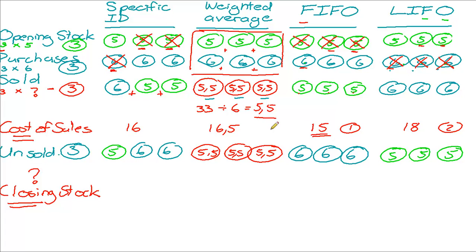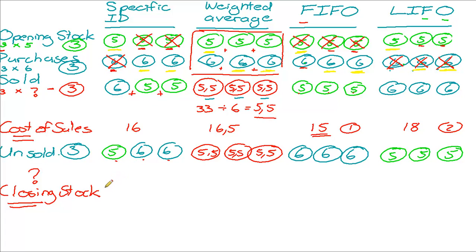Specific identification method. Our closing stock is valued exactly at the value of the pies that are left. Can you see? These are our 3 pies that are left. These are the 3 pies that are actually left, but that does not mean we're necessarily going to value the pies at those 3 values every time. We're not necessarily going to value our closing stock at the actual cost of those 3 pies.